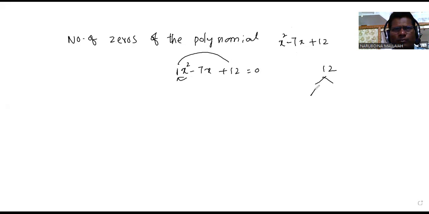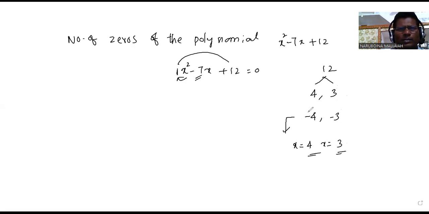For 12, what do we write? 4 times 3 is 12. Here, minus 7 we have to get by adding or subtracting these two numbers. If I write minus 4 minus 3, I get minus 7. After that, to get x values, we have to change their signs. x is equal to minus 4 becomes plus 4. x is equal to minus 3 becomes plus 3. So 4 and 3 are the roots or zeros of the polynomial.